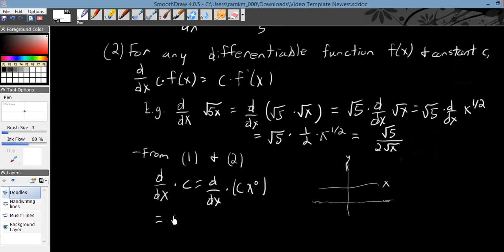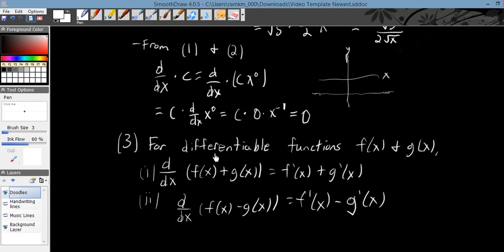And we know we can pull out the constant, so that's going to be c times the derivative with respect to x of x to the 0 power. It's going to be c times 0 times x to the minus 1. Well, we have a 0 factor in this expression. Anything multiplied by 0 is going to give you 0 as a result. So the derivative of a constant is indeed 0, as we expect.